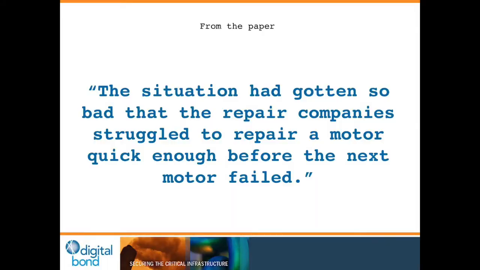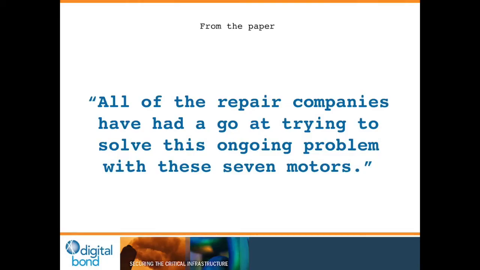So this is a pull quote from their paper, from the introduction. Basically, these motors at this mining operation were failing, and they were failing at a rate where the mining operation could barely get one motor repaired before the next motor would fail. The repair companies that the mining operation had hired were trying to figure out what was going wrong with the motors and were unable to determine what happened.